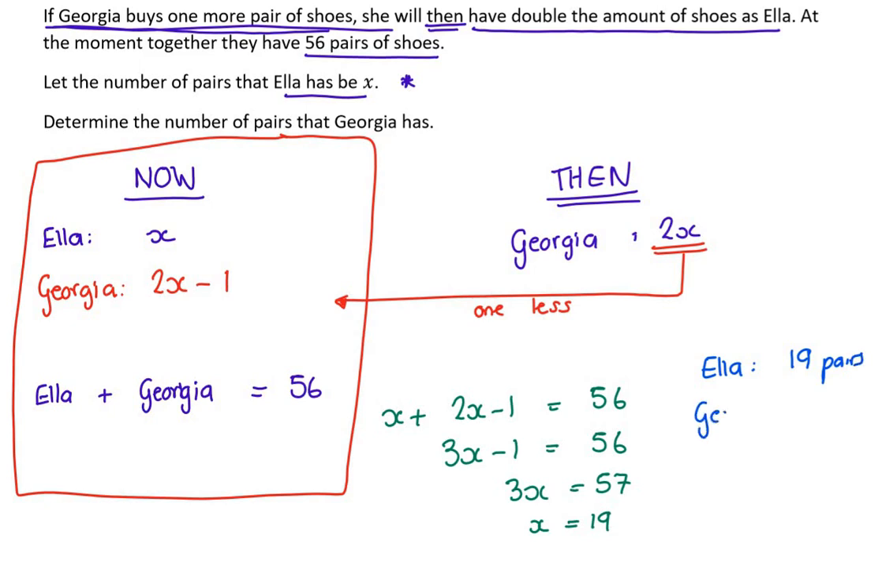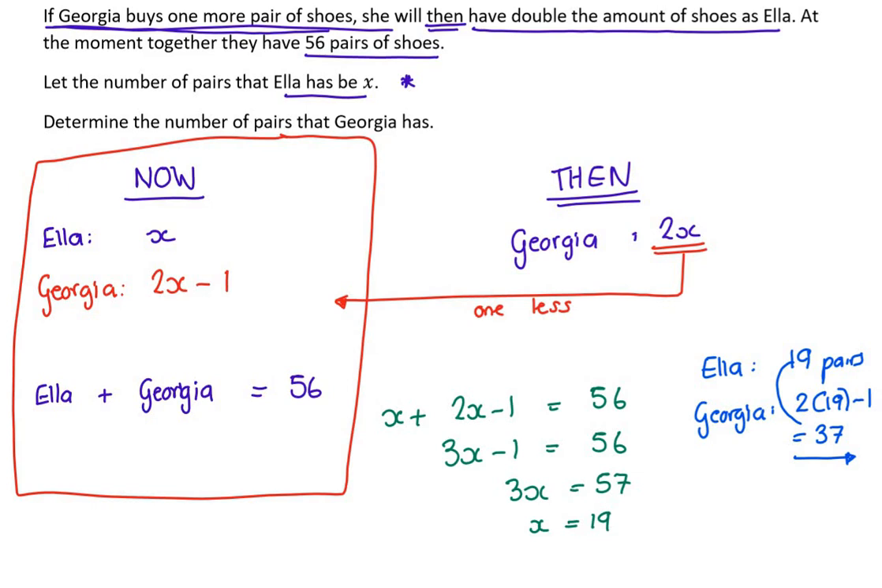and Georgia will have, well, there's two ways to work it out. You could say 2 times 19 minus 1, which is 37 pairs, or you could just say 56 take away 19. Now, if I'm checking, 19 plus 37 does equal 56. So my answer is 37. So the hard part here was actually making the equation. So I'm just going to talk through that again.